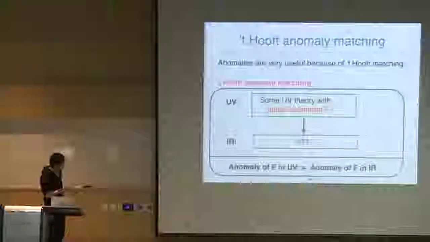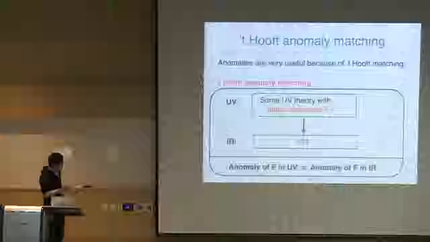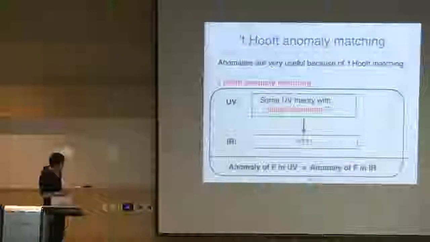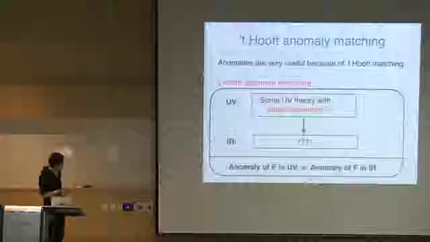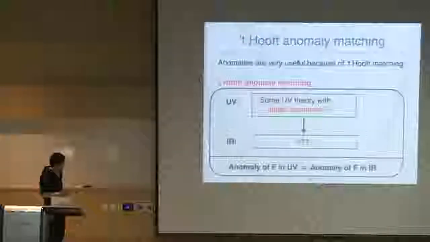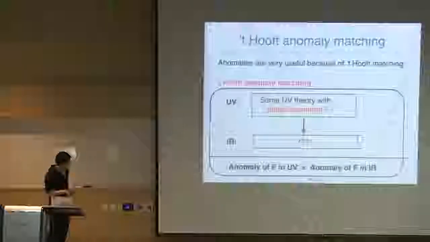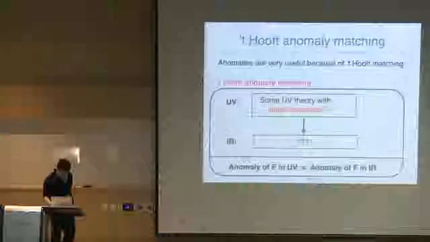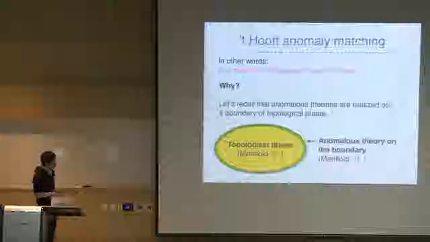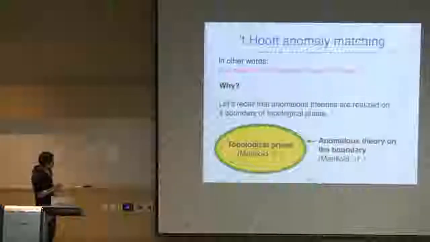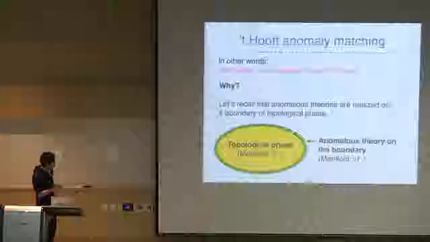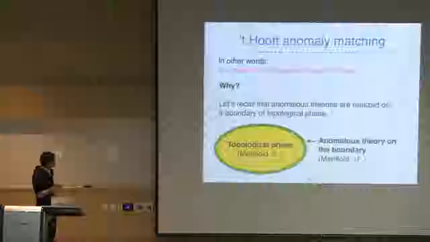But in any case, the 't Hooft anomaly matching states that the anomaly of this global symmetry in the UV must be the same as the anomaly of the global symmetry in the IR. In other words, the 't Hooft anomaly matching says that the anomalies are conserved under the RG flow. So anomalies are conserved quantities. Why must the anomalies be conserved?